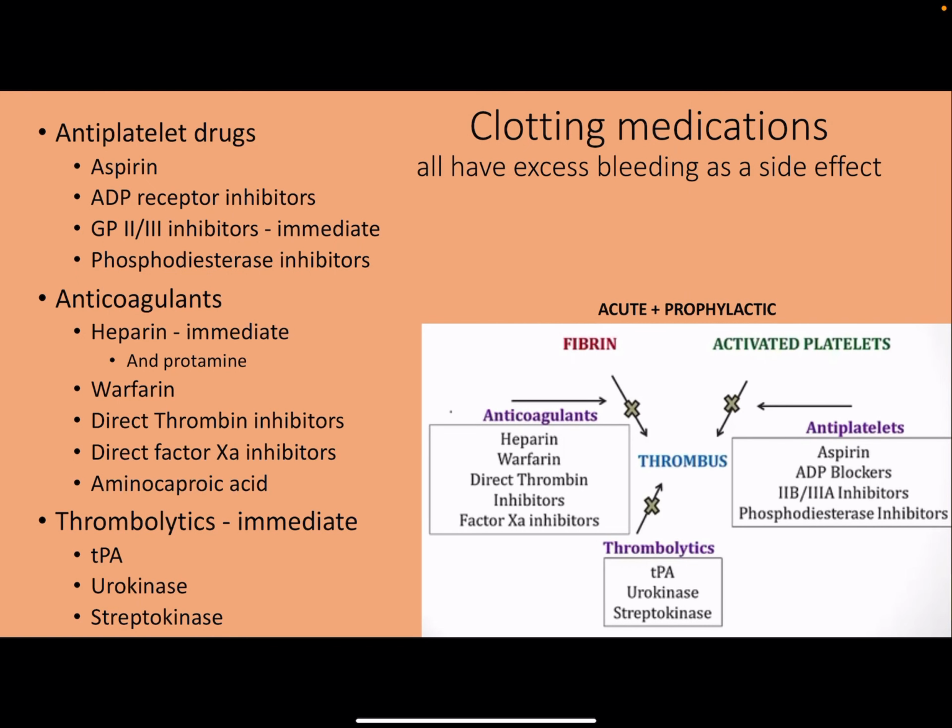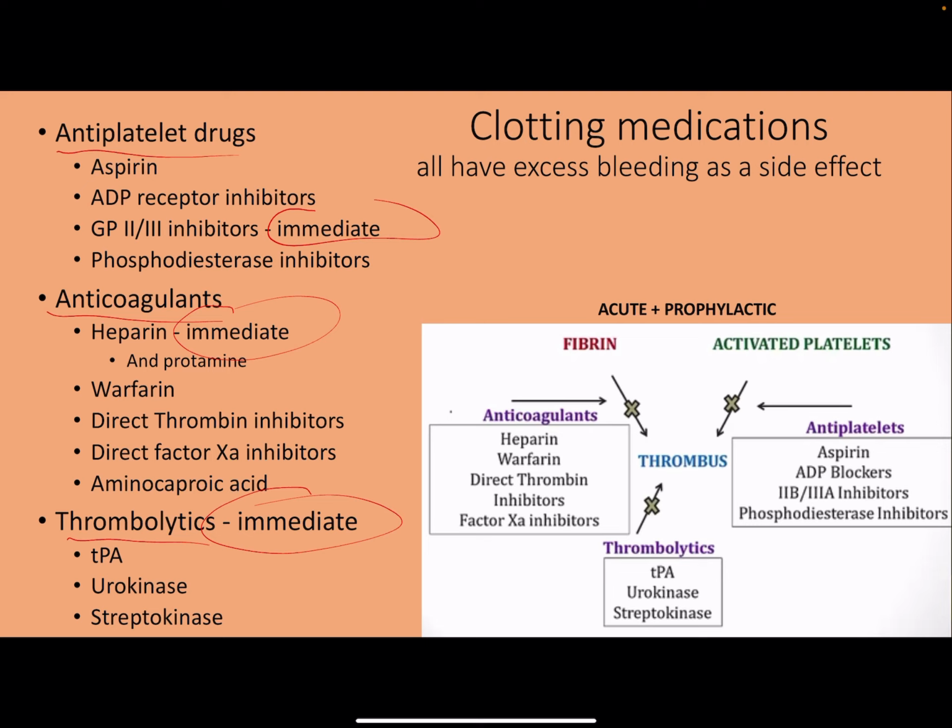Our clotting medications fall pretty neatly into three groups: antiplatelet drugs, anticoagulants, and thrombolytics. I would note that the GP2/3 inhibitors, the heparin, and the thrombolytics are much faster acting. They're often going to be IV drugs, and so someone with an acute MI or a stroke in the emergency room is going to be probably treated with these. The other ones are going to be a little bit more on the prophylactic side.